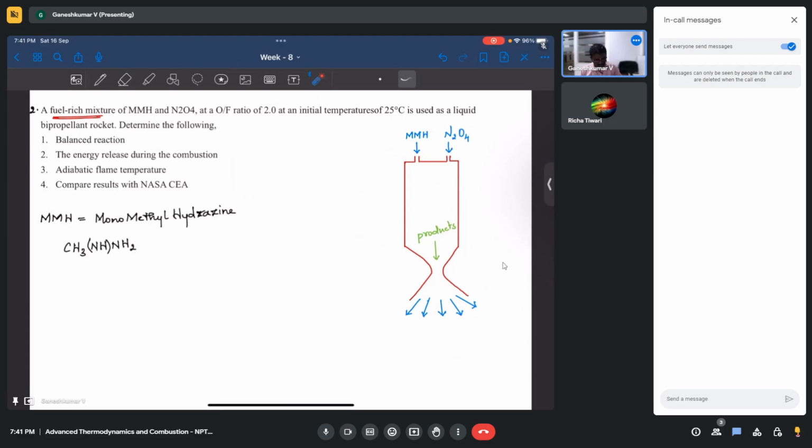And for this question, we are interested in finding the reaction so that we will know the product composition and the energy. We use this energy release for this conversion. The adiabatic flame temperature and energy release are related. Both represent the thermal energy of the system. Having said that, is the problem setup clear?